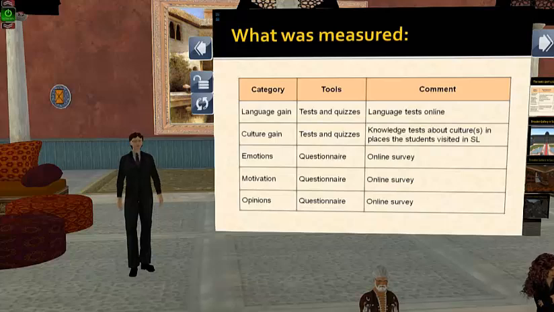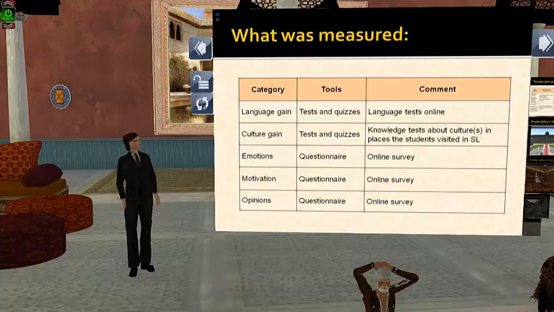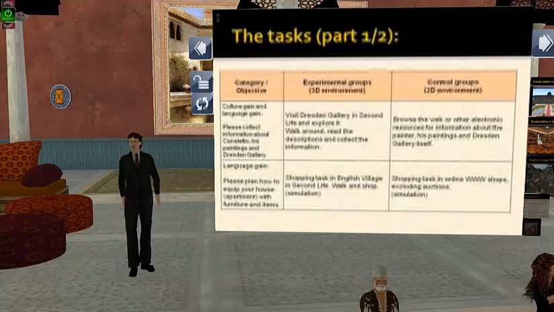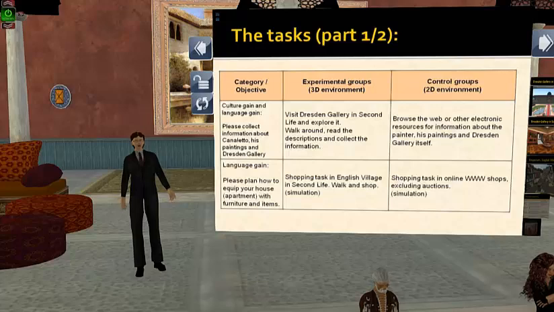Emotions, motivation, and opinions. These tools were very similar. They were mainly questionnaires. So let's continue. Now, this is in the pedagogical experiment, this is the main task. The tasks and activities, there are many more tasks and activities, but these were 2 main ones.